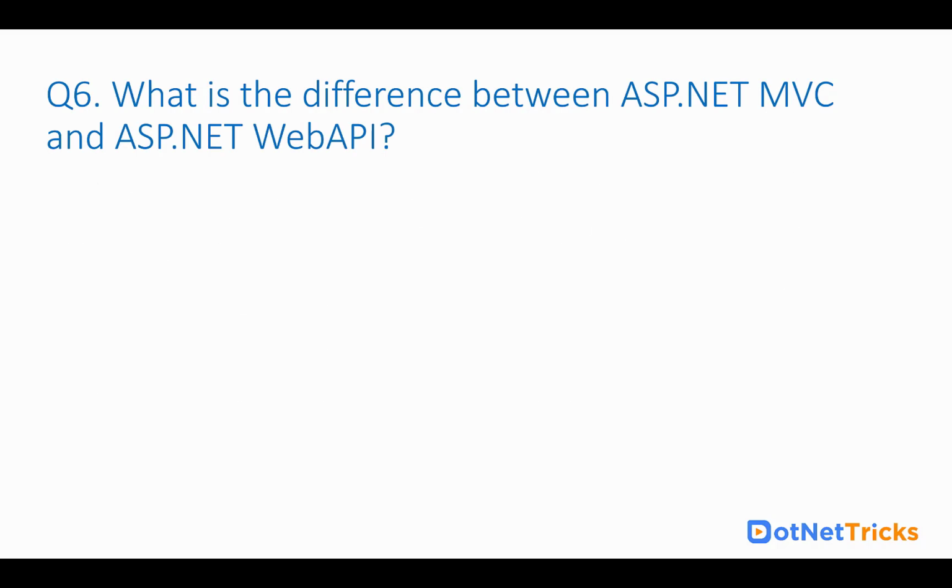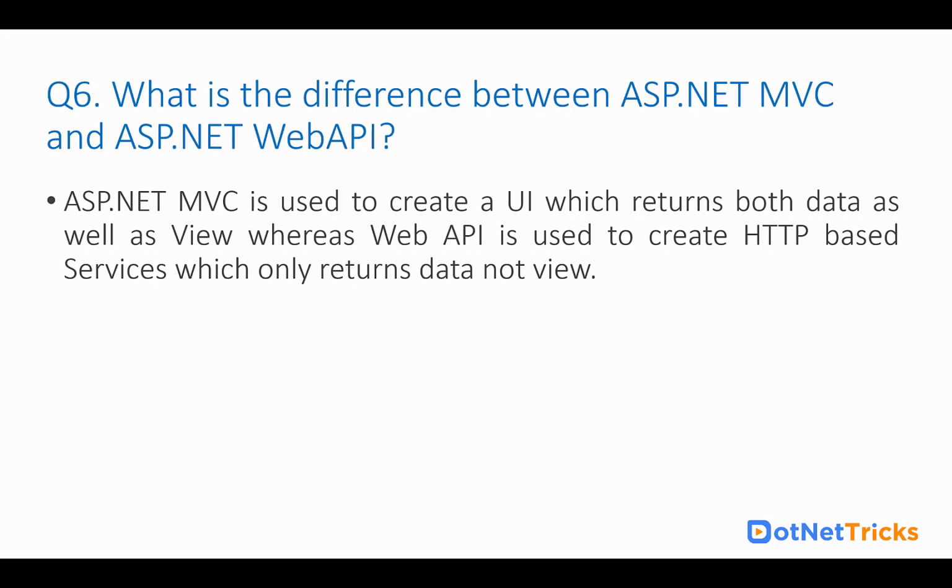The next question is: what is the difference between ASP.NET MVC and ASP.NET Web API? If you look at ASP.NET MVC closely, ASP.NET MVC is used to create the UI, which can return the data as well as the view. While Web API we use only to return the data over the HTTP protocol. Web API cannot be used to return the view.